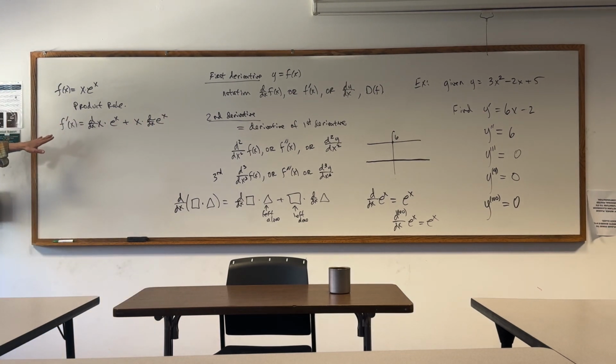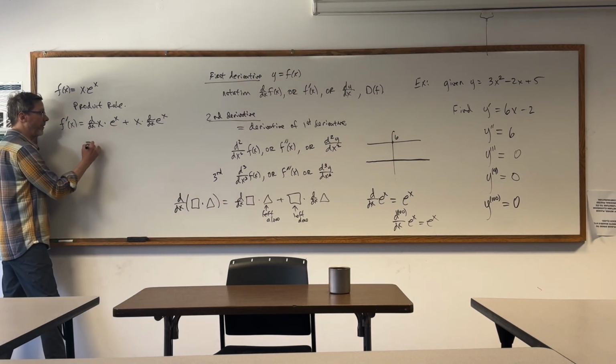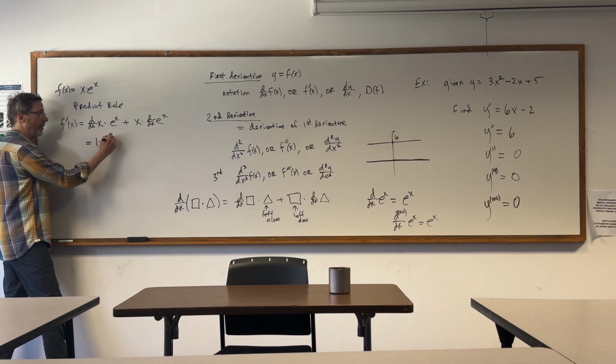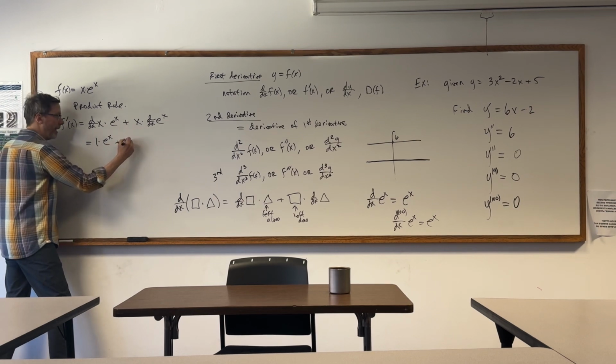Product rule. I just wrote it out. Is that looking good, Louisa? Yeah, okay, cool. You cool with that? And I take these derivatives. Derivative of x is what? 1. Leave e to the x alone. Plus x times e to the x.